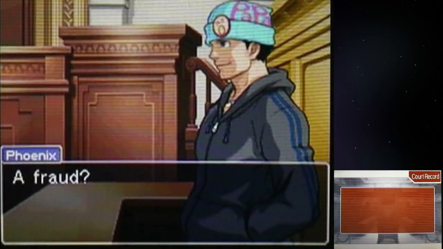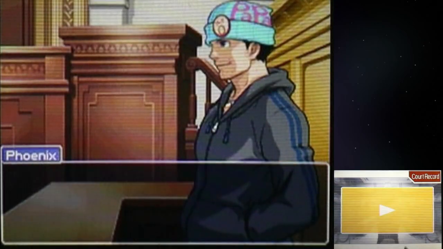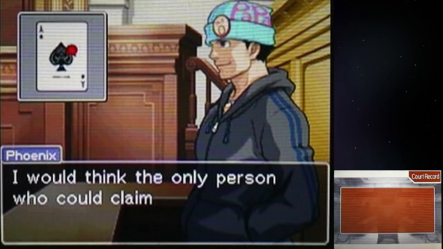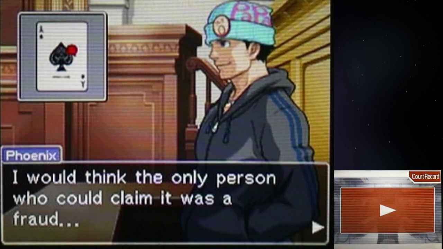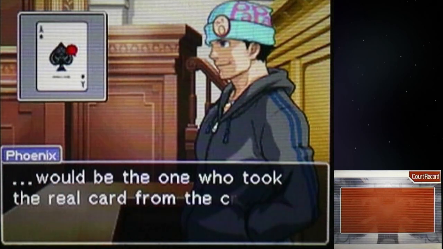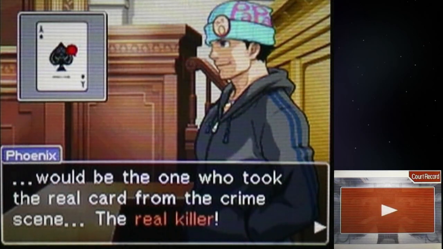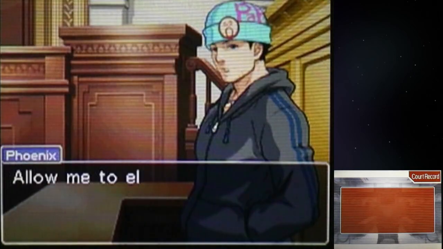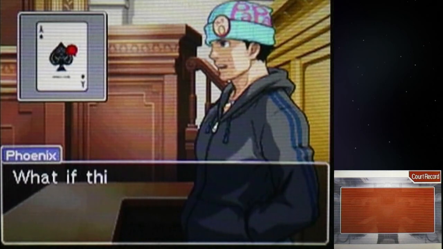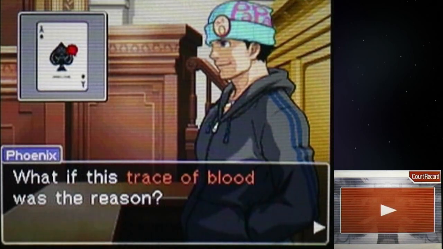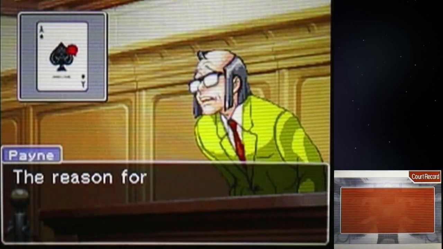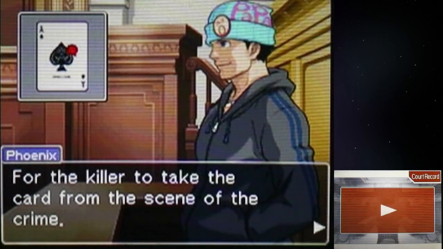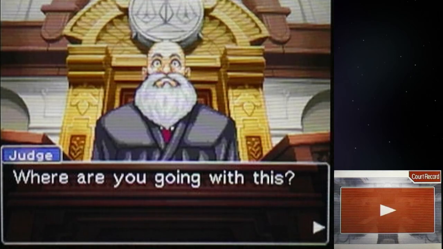It's a fraud. A fraud? How can you be so sure? What? I would think the only person who could claim it was a fraud would be the only one who took the real card from the crime scene. The real killer. Allow me to elaborate. What if this trace of blood was the reason for the killer taking the card from the scene of the crime?